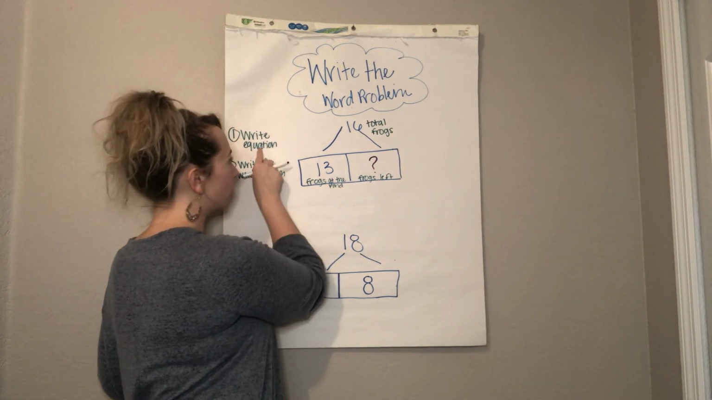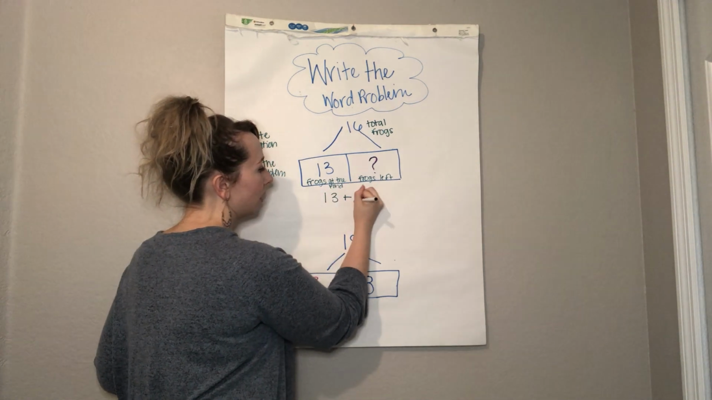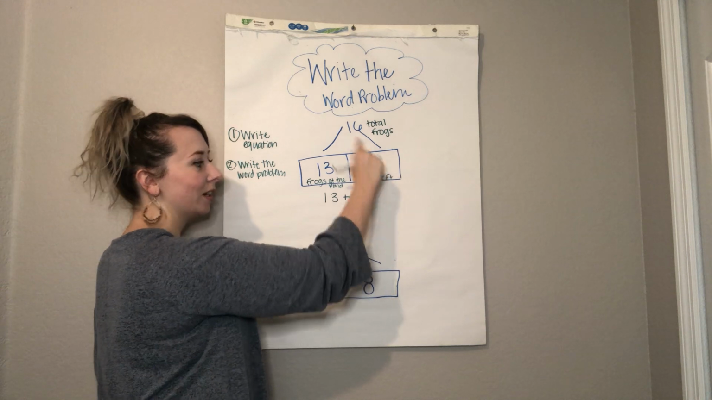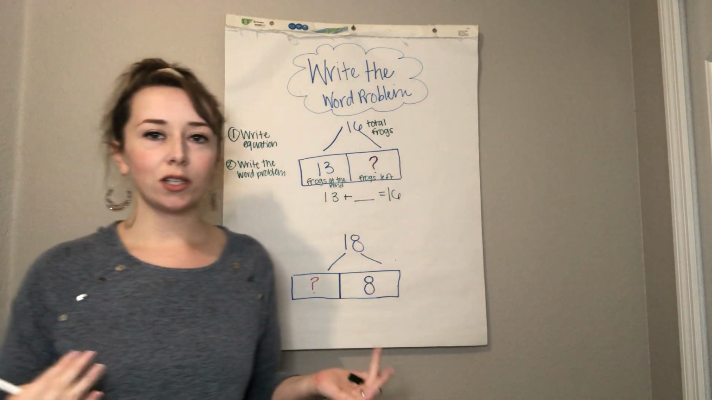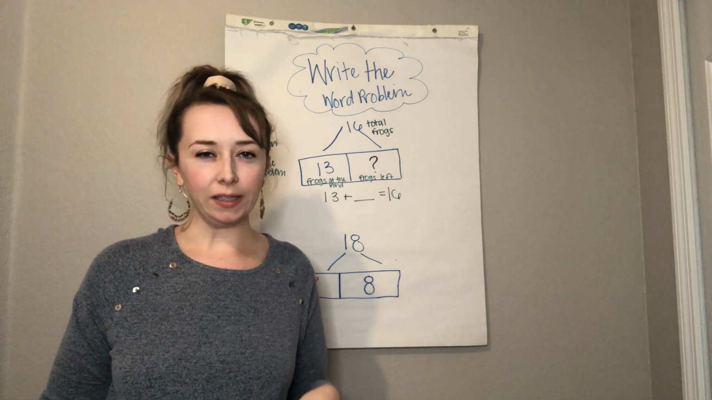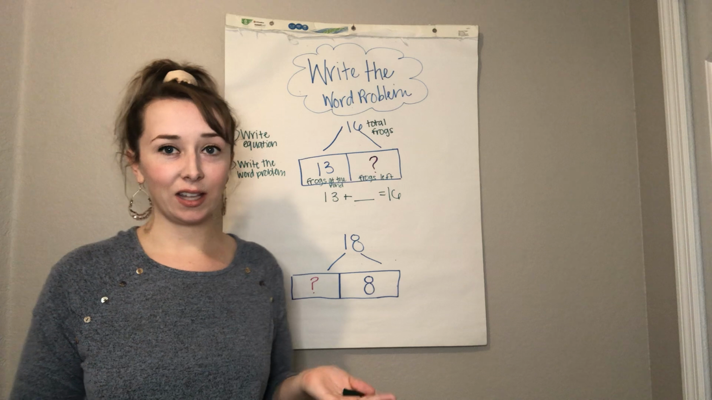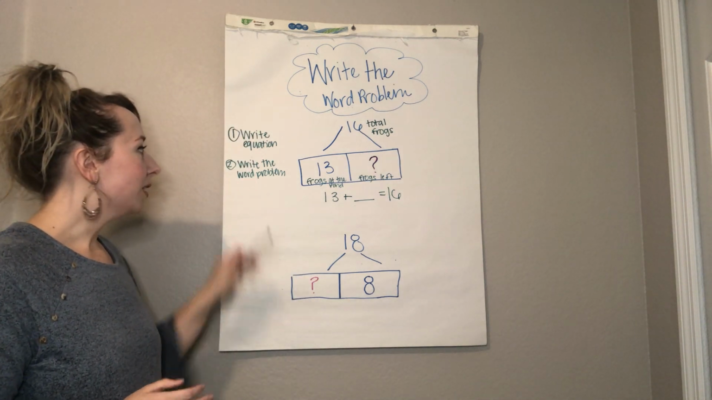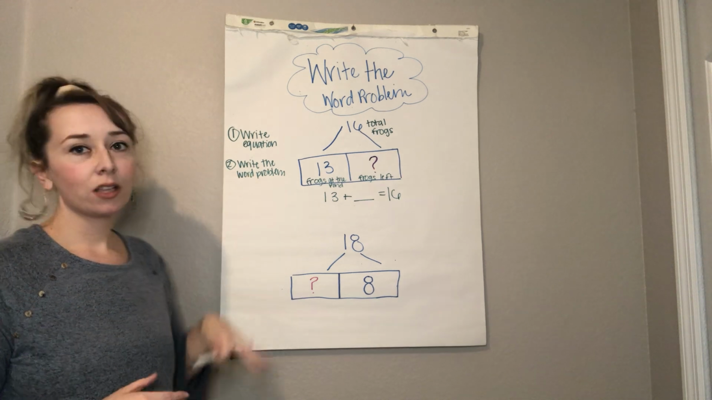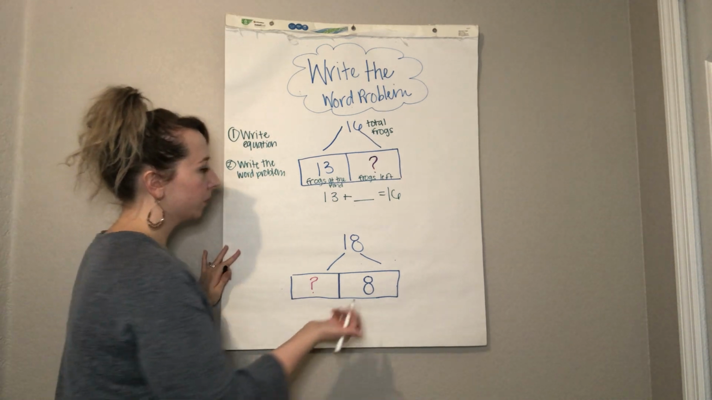So what if Mrs. Gordon, step 1, wrote the equation as 13 plus some number equals 16? By making this into an addition problem, this makes it a little bit easier for me to solve versus doing 16 minus 13. That's a little bit trickier. So what I'm going to do now is write the word problem, okay? We're going to write our word problem here.